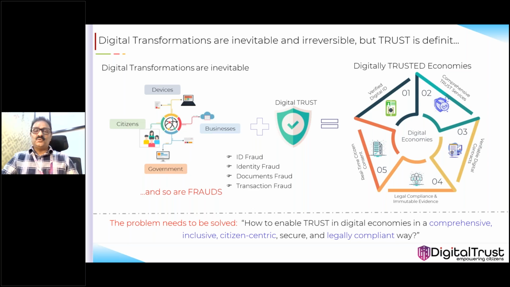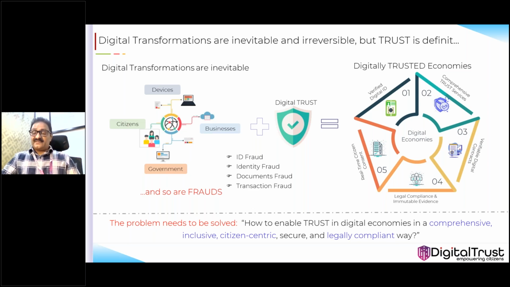Document fraud: you have bank statements, land sale deeds, and the incorporation certificate of a company. So there are a lot of documents that are issued by the government and various enterprises and which are required for business transactions, whether in the physical world or the digital world. This is the reality. And then finally, transaction fraud. When I say transaction, it could be transaction data. Somebody manipulates the transaction data, or somebody manipulates the audit related to the transaction data. So if the digital world or digital economies are to be trusted, all these four problems have to be solved. So then the problem to be solved is how do we enable trust in digital economies?